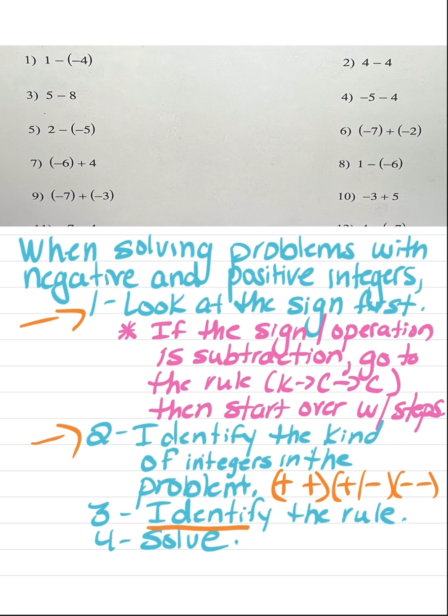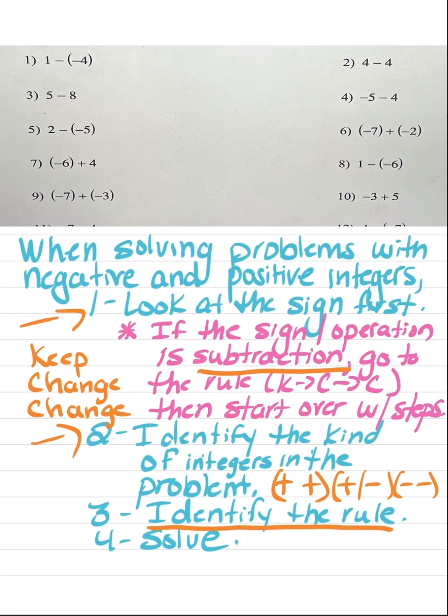Identifying the rule is something that I will discuss more specifically in another video, but for the sake of this video and time, let's just use this as our guide. Another important rule of thumb: if the sign or the operation is a subtraction sign, after you look at the sign, you automatically go to your subtraction rule, which tells you to keep the first integer. Then you're going to change the operation of subtraction to addition. And then you're going to change that second integer to the opposite.